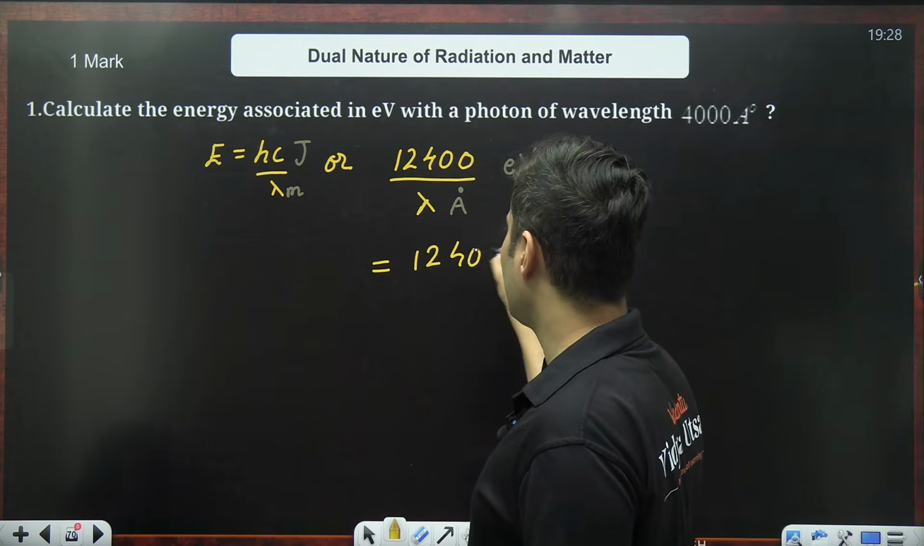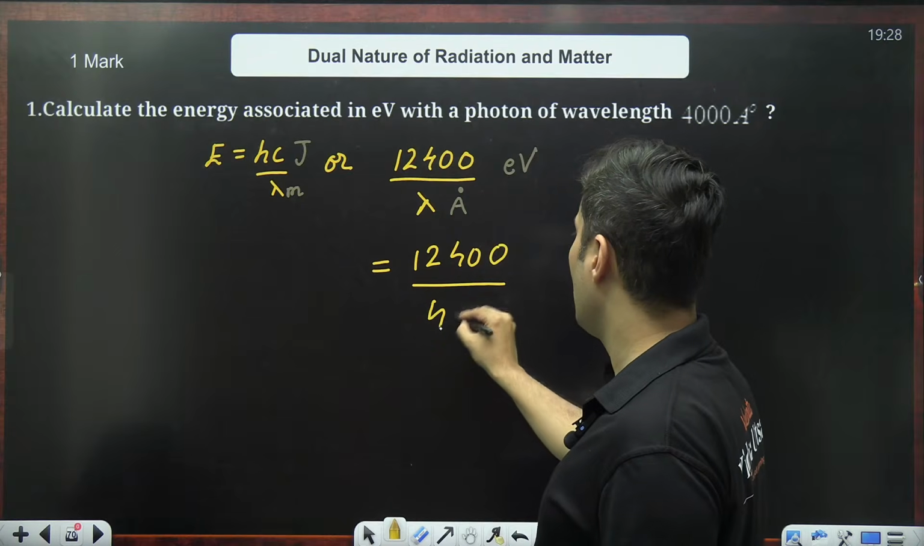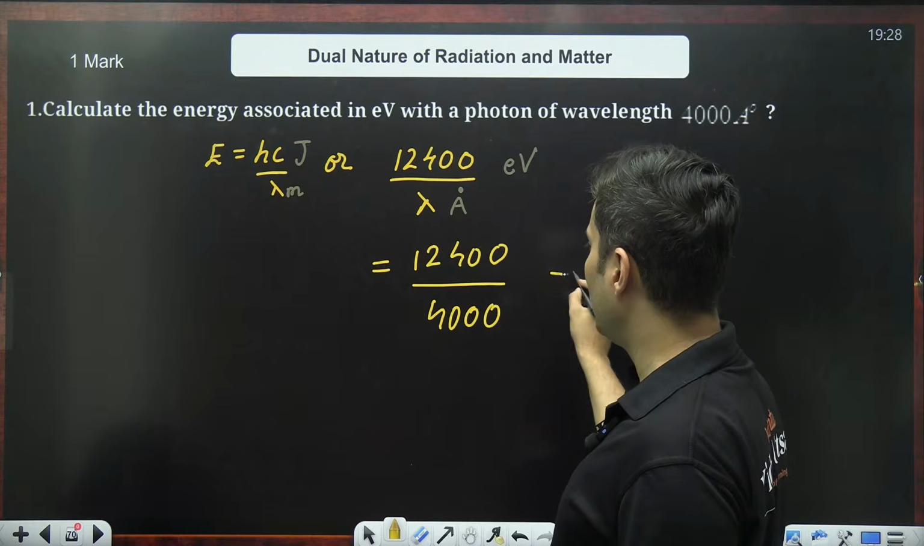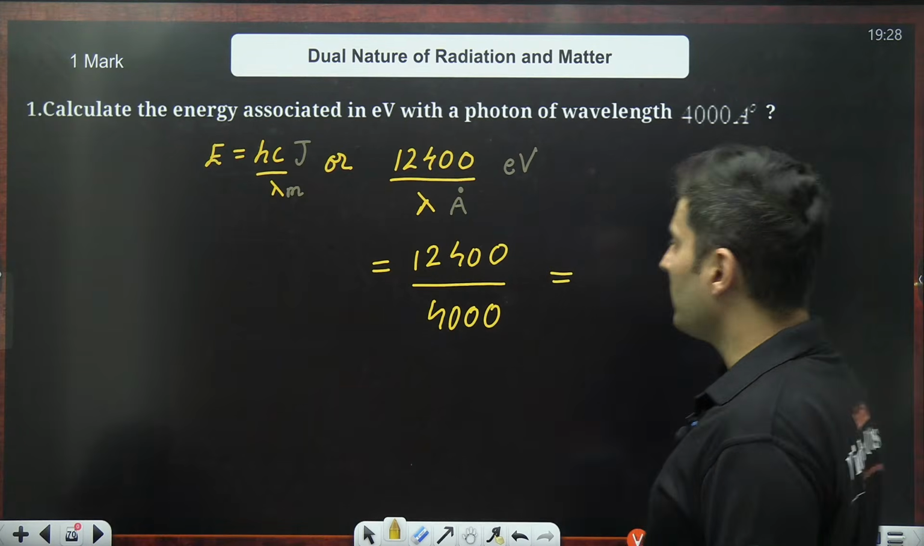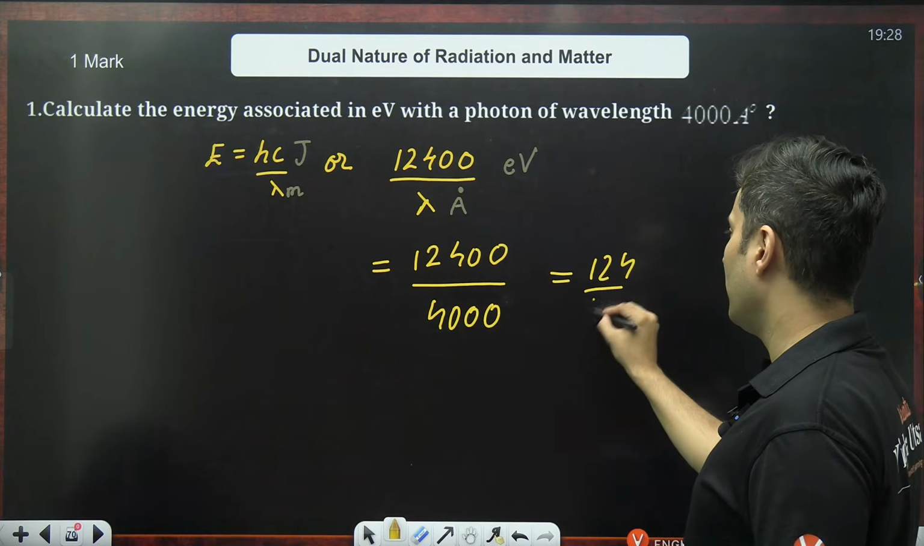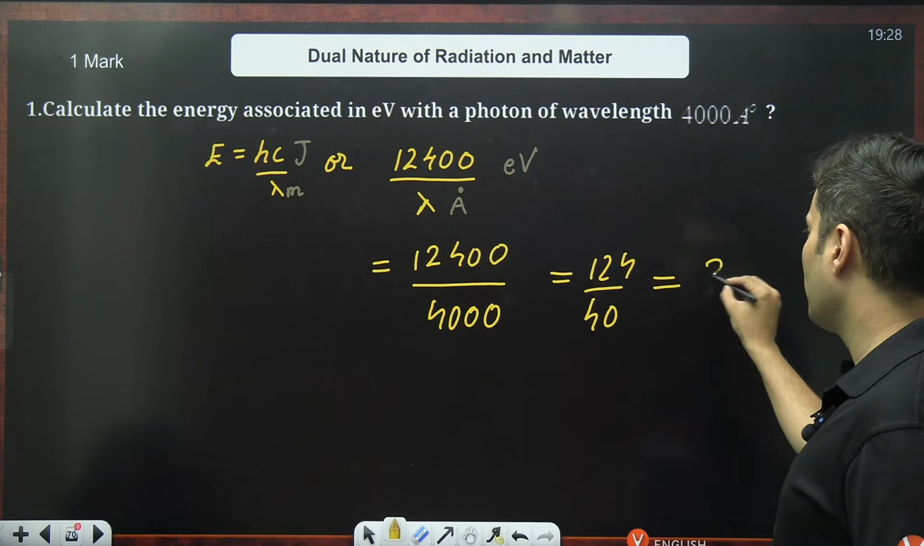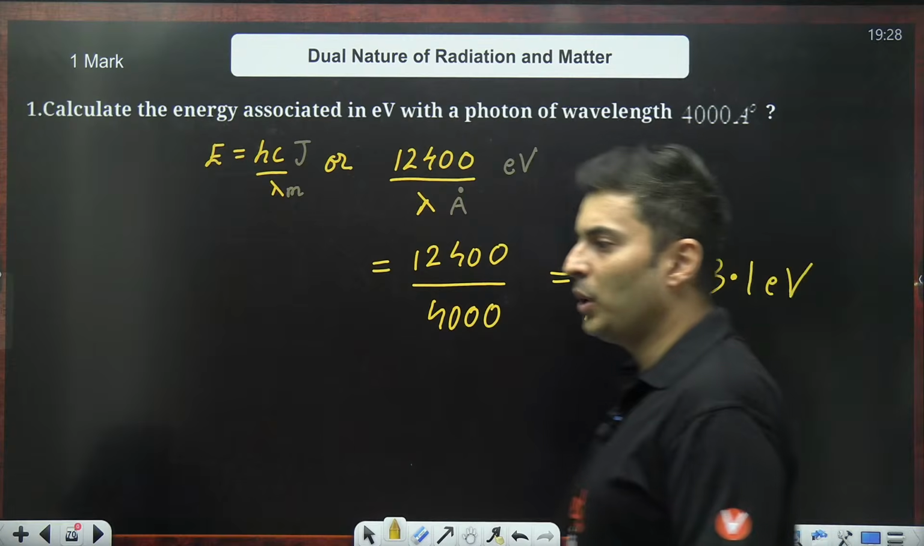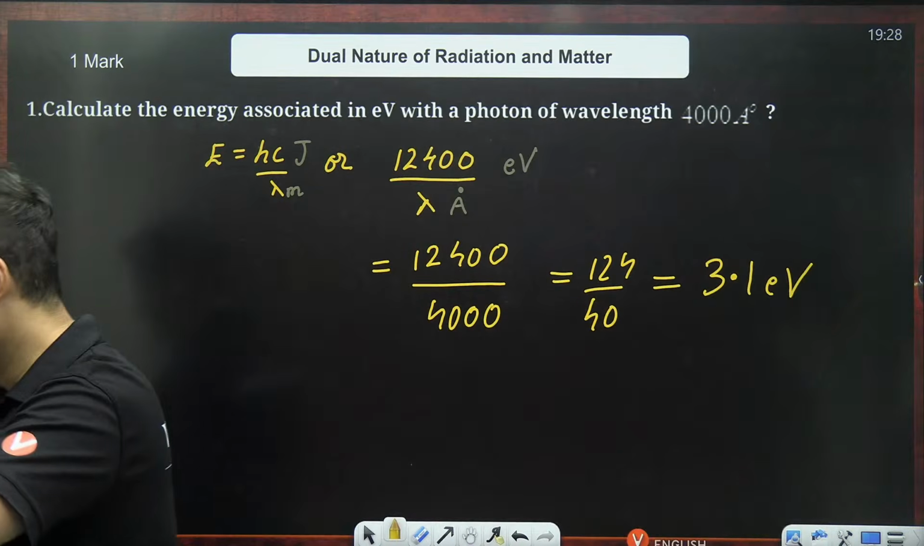So 12400 divided by wavelength, which is 4000. Two zeros will cancel. So 124 divided by 40. That will be nothing but 3.1. So 3.1 electron volt should be the answer. Everyone?